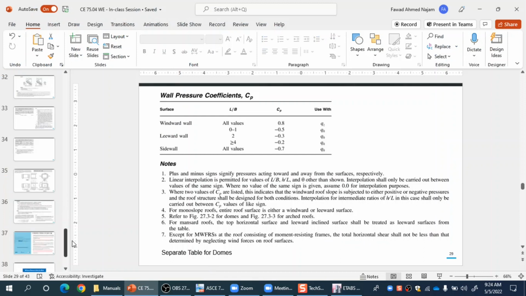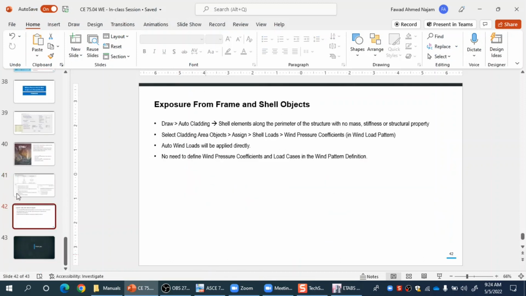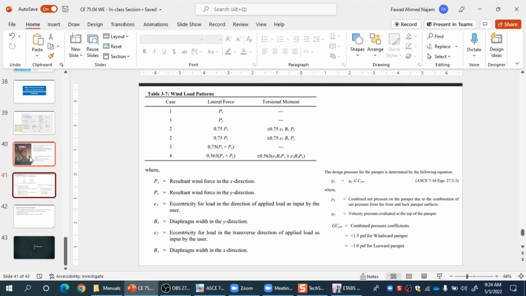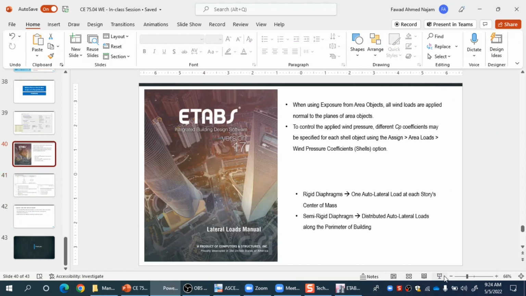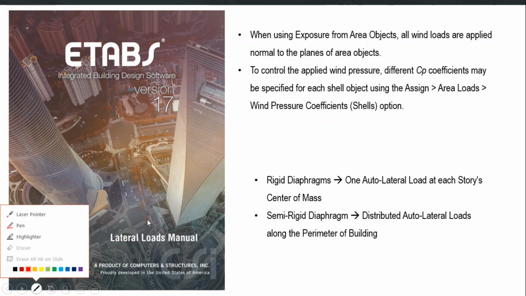in, I think, the last slide, that if you go for the rigid diaphragm option, the program will only calculate one auto-lateral load at each story, which is applied at the center of mass, right? So for the rigid diaphragm option, only one auto-lateral load at each story, applied at the center of mass.